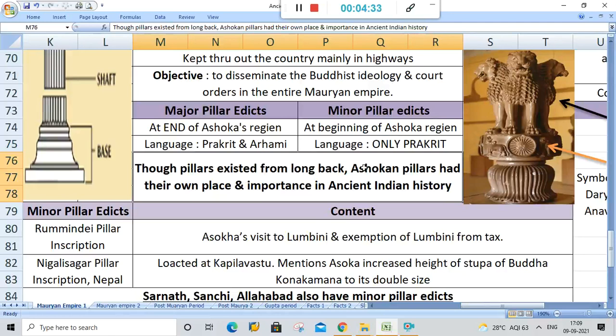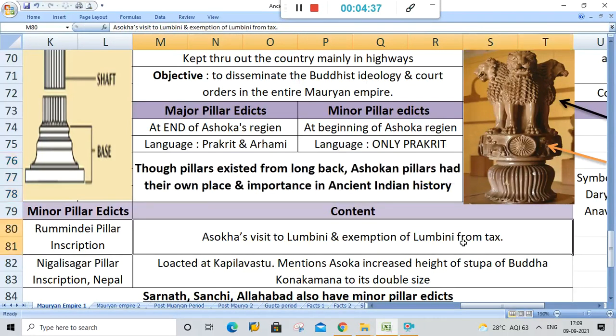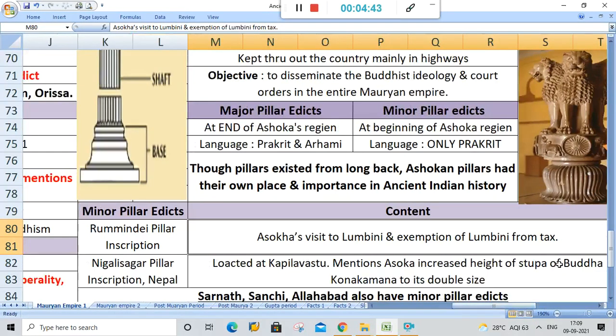Though pillars existed from long back, Ashokan pillars had their own place and importance in ancient history. I know these are all facts and it will be very dry to listen to or to grasp.